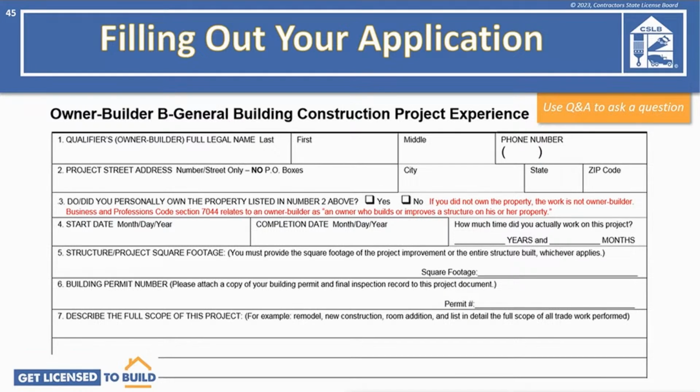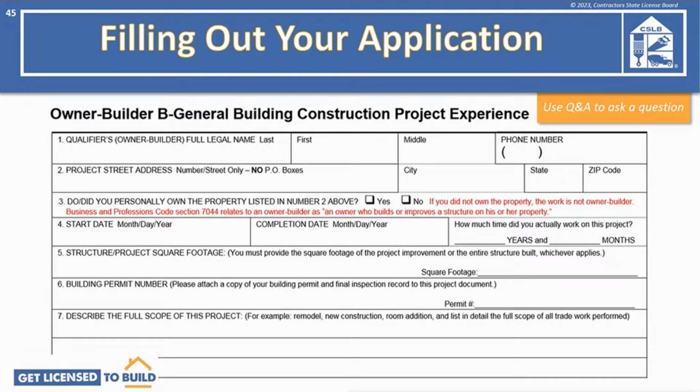The next form we will discuss, the Owner-Builder B General Building Construction Project Experience Form. This form only needs to be completed if you are applying for a B General Construction license and you want to receive experience credit for working on projects on your own property. A separate form is required for each project.